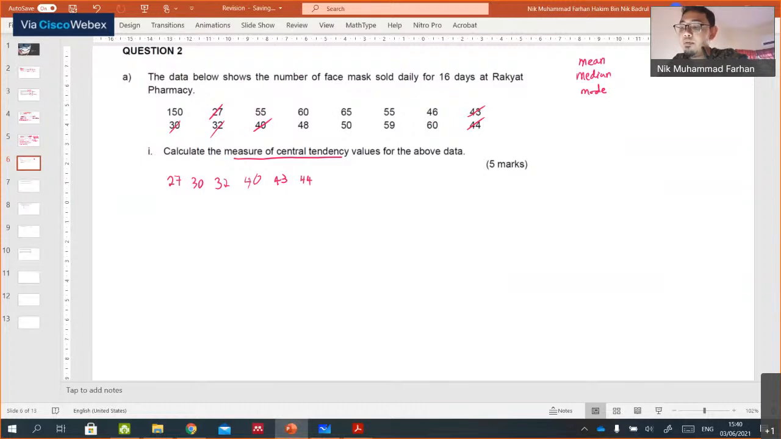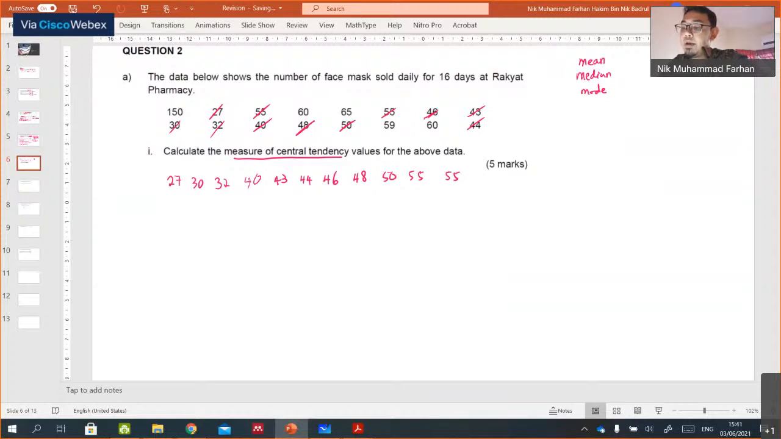After 44, 40, 46, arrange them in order. Ascending order, right? Descending order to you. 48 is done. Okay, now 50, 50. 65 has two.